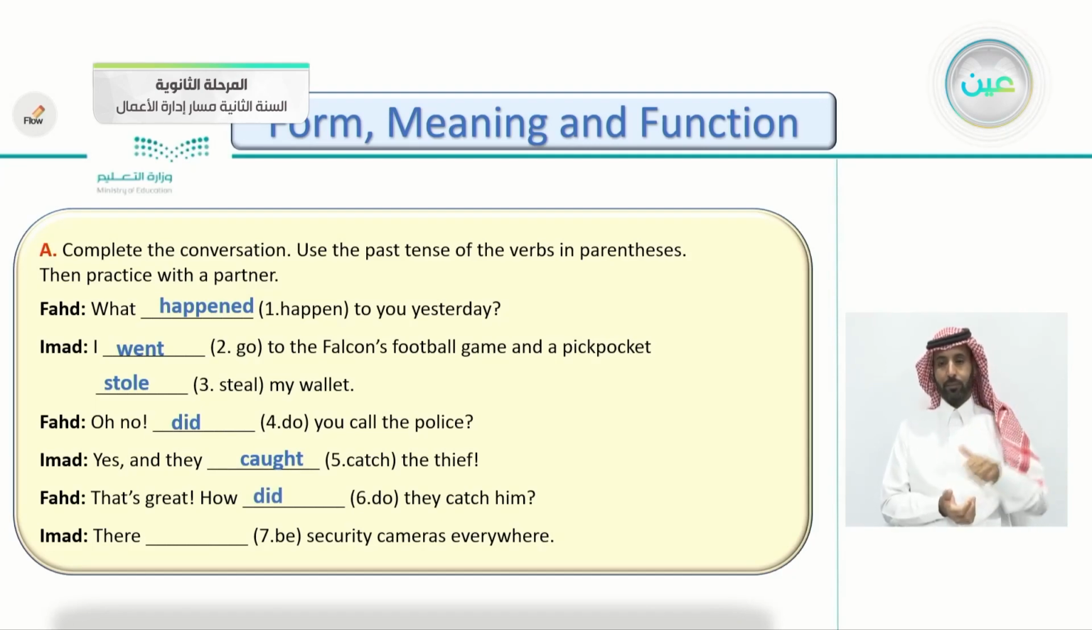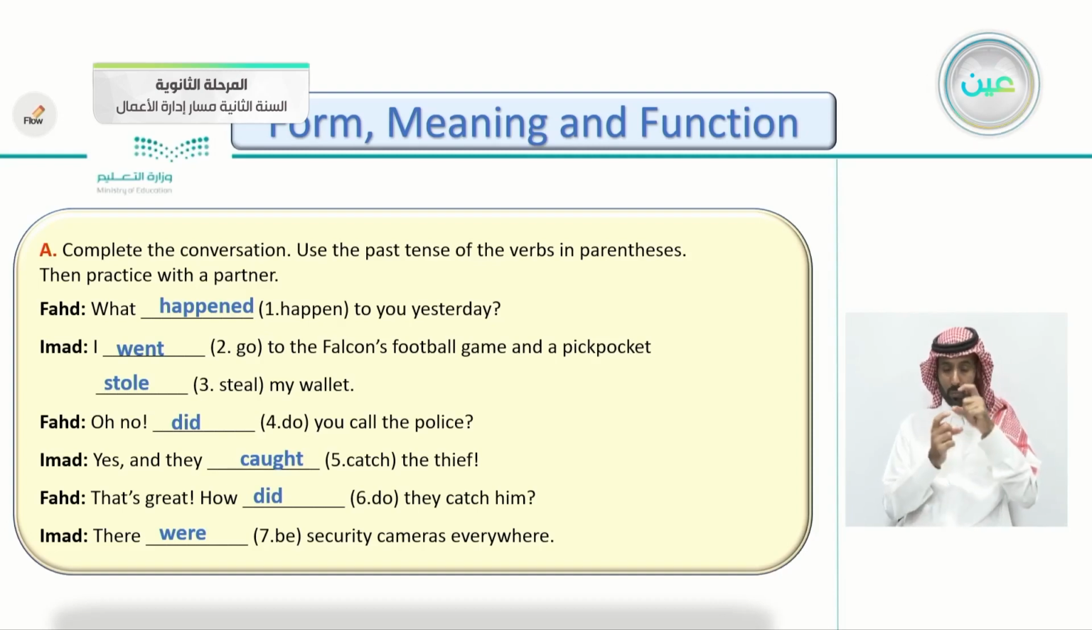Imad, there be security cameras everywhere. Be, yes, there were security cameras, plural cameras. That's why we chose were instead of was, because of the plural here, cameras. There were security cameras everywhere. If there was just one camera, we would say there was. But because there are many cameras in plural, we said there were.